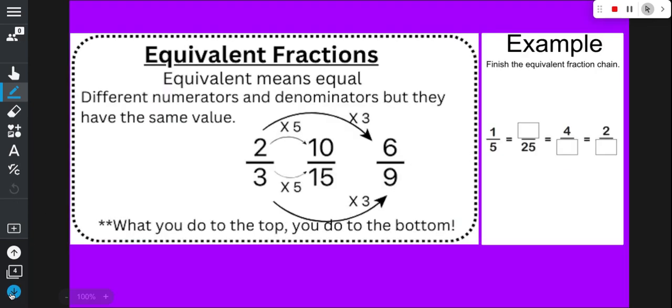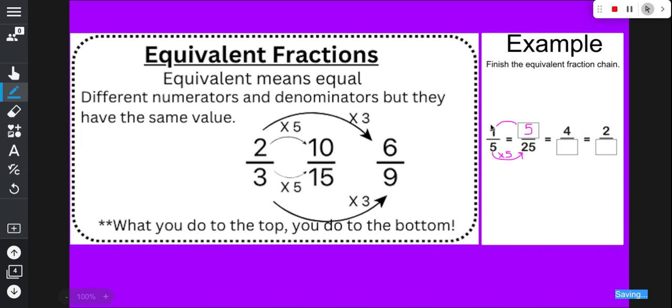Moving on to our next concept, equivalent fractions. Equivalent fractions are going to find fractions that mean the same amount. We can do this by multiplying or dividing. So if I look at my example here, I have 1/5. Somehow I got to 25. So what times 5 got me to 25? I know that the answer is 5. So what I do to the bottom, I also do to the top.